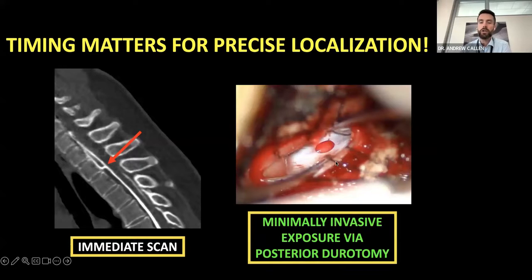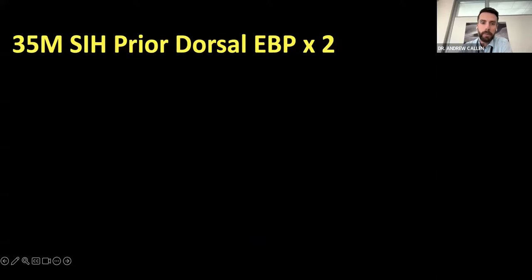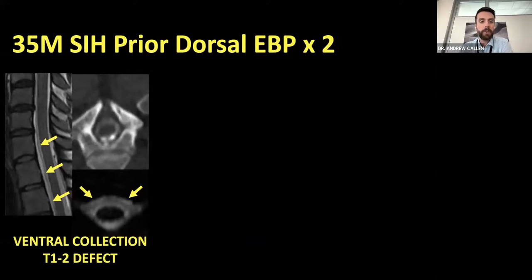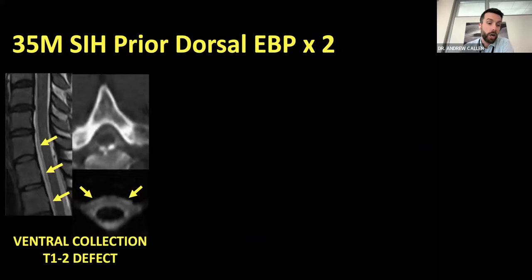And indeed, we were able to tell the surgeon this. In this case, to very nicely through a posterior durotomy, a minimally invasive approach, expose this ventral dural defect for primary repair. It's also important because we can direct our percutaneous therapies in a targeted fashion.